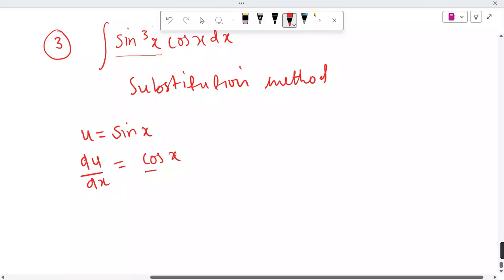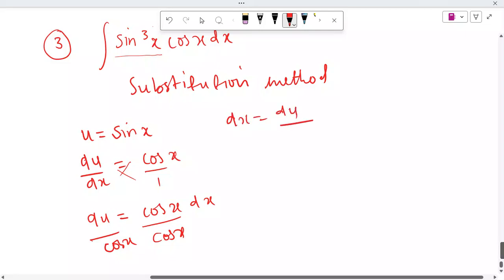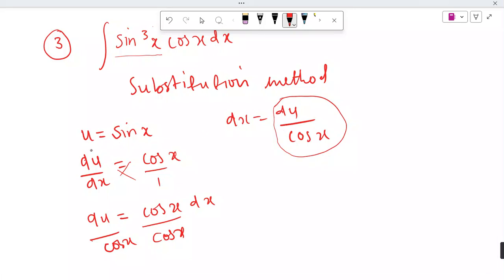For those who remember, you make dx the subject of the formula. You cross multiply, so du equals cos x dx. We are making dx the subject, so we divide by cos x, so dx is equal to du over cos x. Now we substitute where there is dx, we substitute this, and where there is sine, we substitute u.